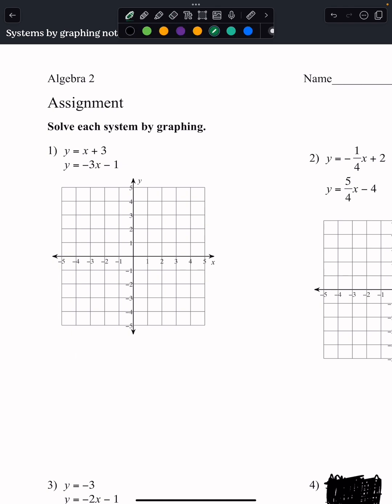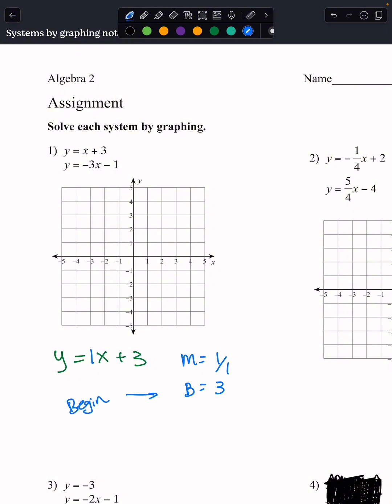So I've got y equals x plus 3. And remember that in front of this x is a 1. And so my slope is 1. And my y-intercept is a positive 3. And to make my slope a fraction, I have to do 1 over 1. So I'm going to start. B stands for begin. Let's do a quick review. B for begin. So we're going to begin at 3. We're going to rise 1, run 1. And to go the other way, you go down 1, left 1.